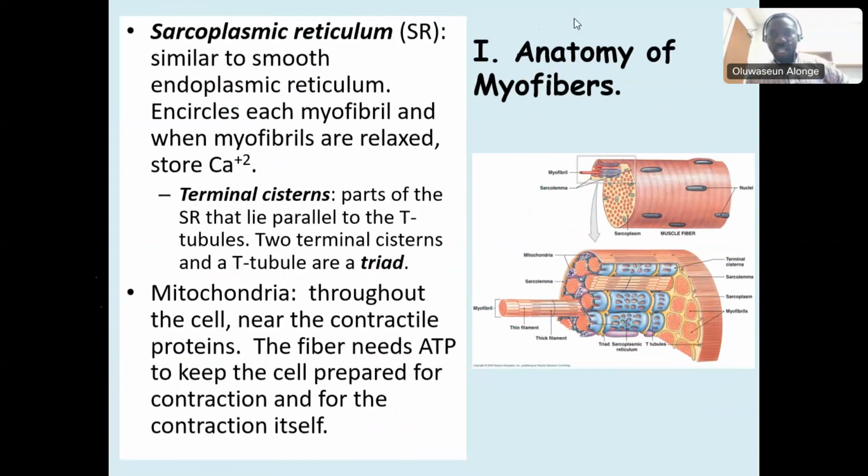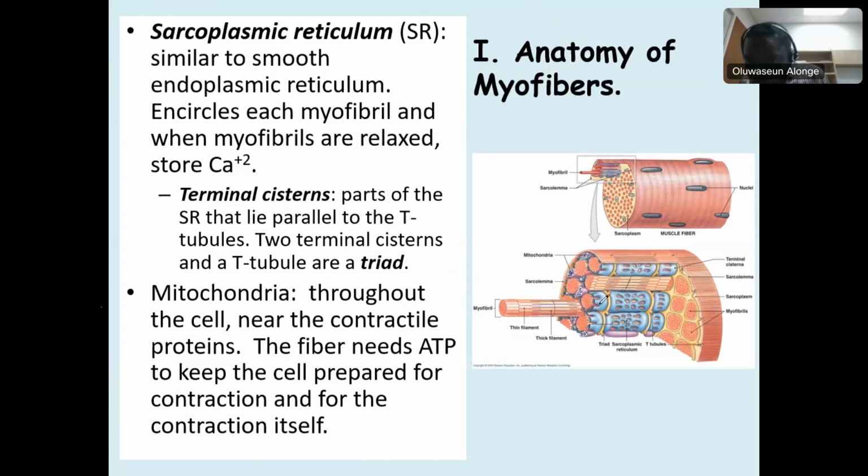Now, the next thing I'm going to show you is the sarcoplasmic reticulum. When you say sarcoplasmic reticulum, you should think of endoplasmic reticulum. Now, the sarcoplasmic reticulum is actually what hosts the terminal cistern and the transverse tubule that I told you about the other time.